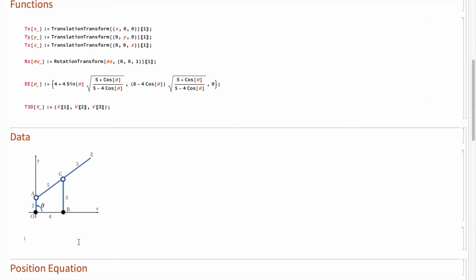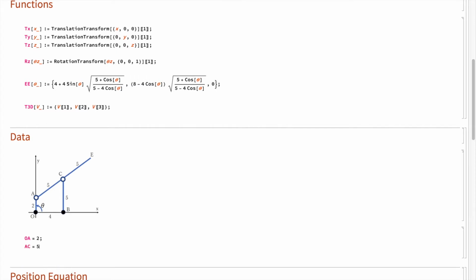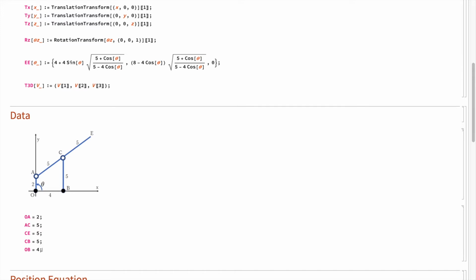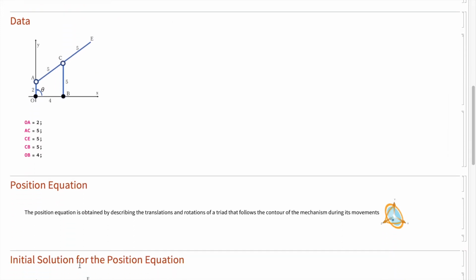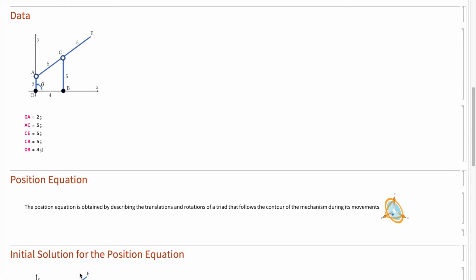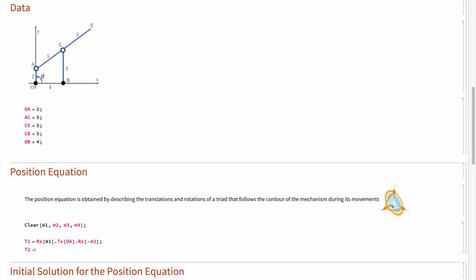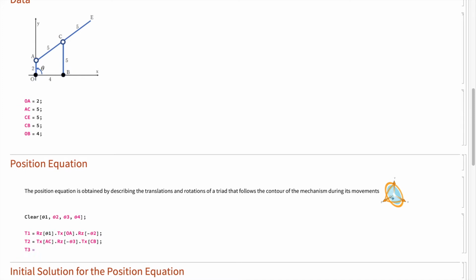For the data section, I'm going to assign the values of the link lengths. Now, I'm going to use the functions created before to write down an equation whose solution gives us the positions of the joints and the angles of the links with the horizontal axis. T1 is a rotation followed by a translation followed in turn by another rotation of a triad that describes the contour of the mechanism. T2 is a translation, then a rotation, and then a translation of the same triad. T3 is a rotation followed by a last translation.